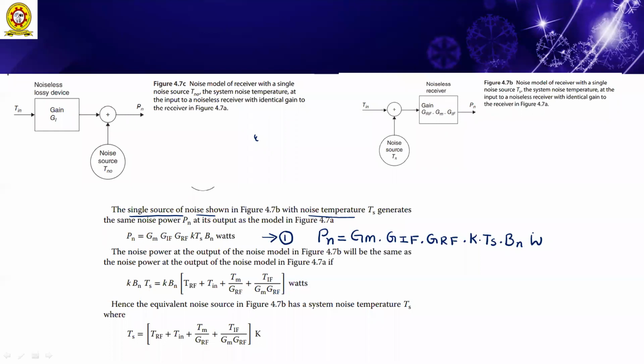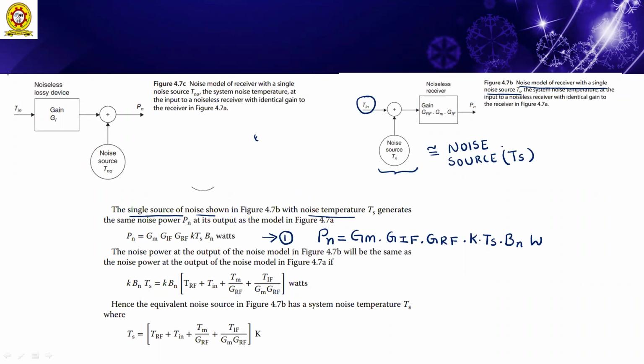So the noise power at the output of the noise model is represented by this figure. Here is the noise model of the receiver with a single noise source. Here it is the total noise power input, that is the noise temperature input. So here the entire information is represented by its noise source, that equals Ts.